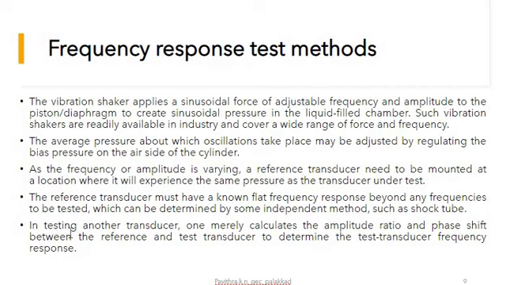So in order to test another transducer, we should calculate the amplitude ratio and phase shift between the reference and test transducer, and then we can determine the test transducer frequency response. Okay, so these are the various dynamic testing methods for pressure measurement.